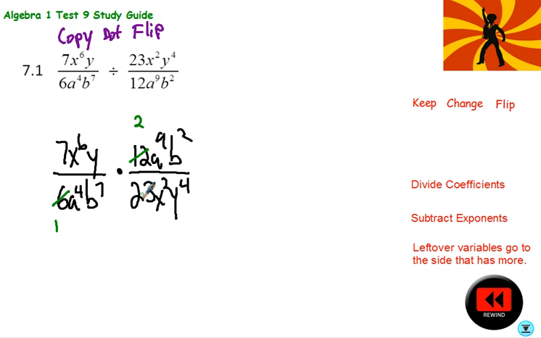Let's talk about the variables here. A to the 4th into A to the 9th. So remember what we're doing with this is that we're going to subtract the exponents. So I would say 9 minus 4, which would be 5. And remember, we said that the leftovers go to the side that has more. Right? This is what we said. Go back over here on the right side, right? The leftover variables go to the side that has more. So 9 minus 4 is 5. And there's more a's on the top, so that's where the leftover a's will go.